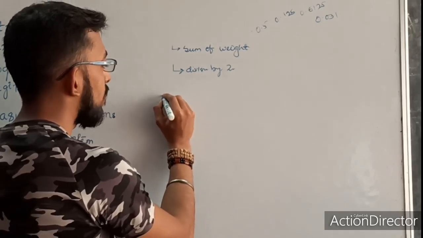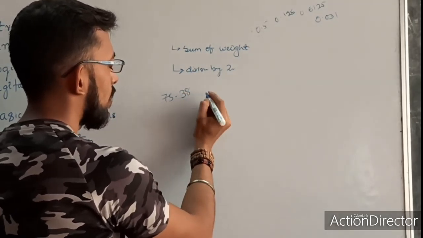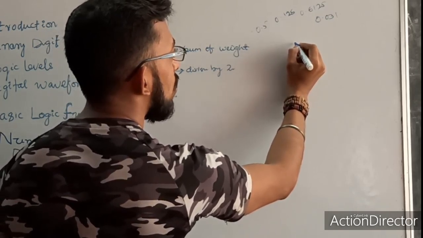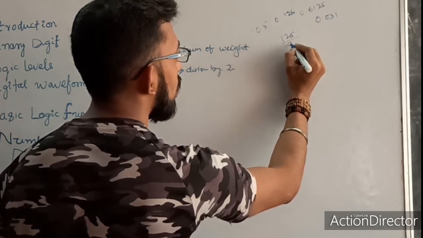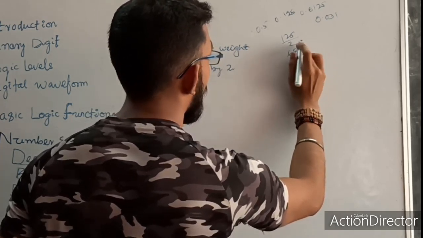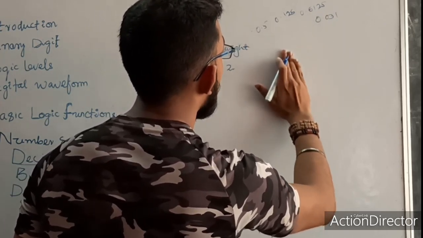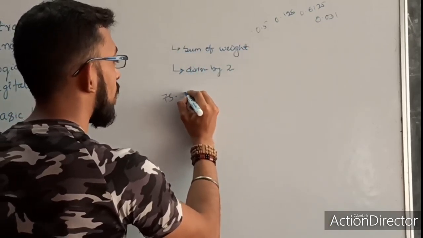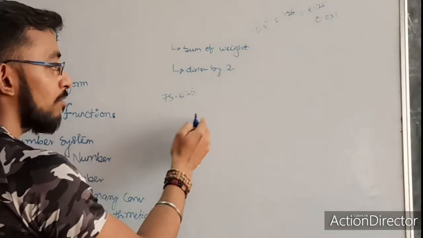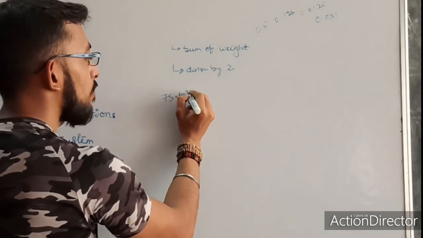So, suppose a number is given, like 75.38, anything it is given, whatever it may be. Let's take the easiest one. Let's take 0.625. So this 75 can be done using the two previous methods that we did, either the sum of weights method or the division method. Now we are going to use this 0.625 with the sum of weights method.